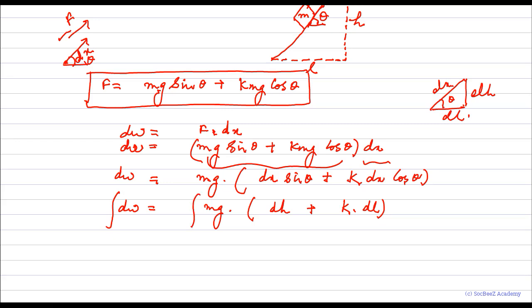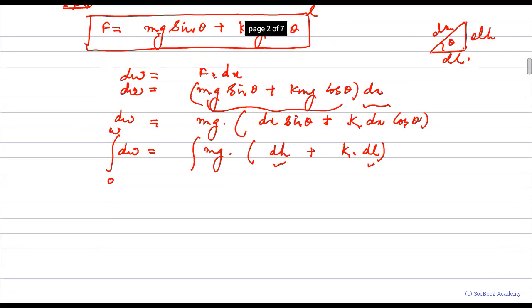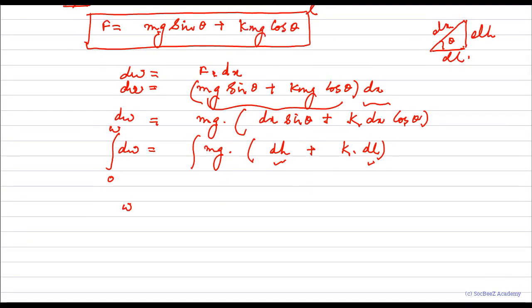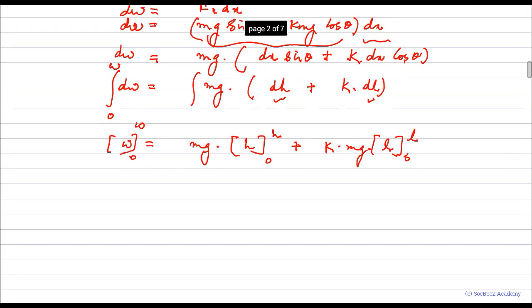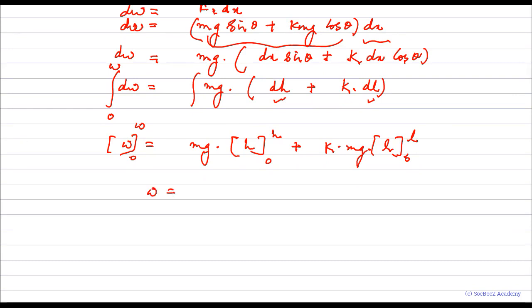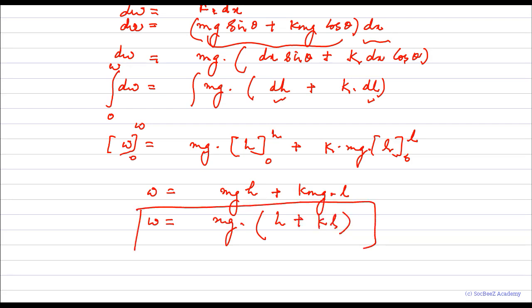Okay, from 0 to W. These are two separate integrals, so this has to be written as W equals mg into h from 0 to h plus kmg into l from 0 to l. Okay, so W turns out to be mg into h plus kmg into l, that is, mg into h plus kl. Fine. So this is my expression for the work which the force is going to do on the body to reach it to the top of the hill.